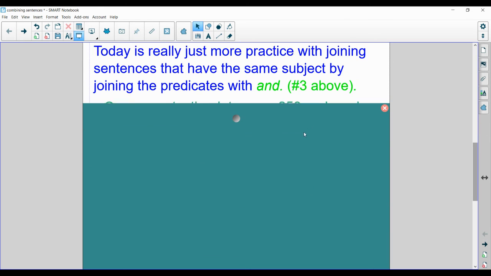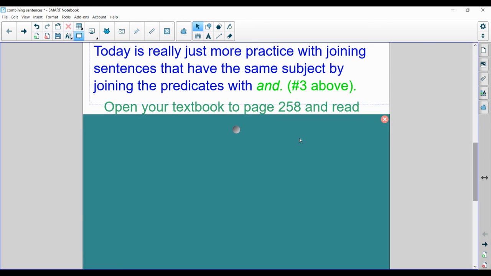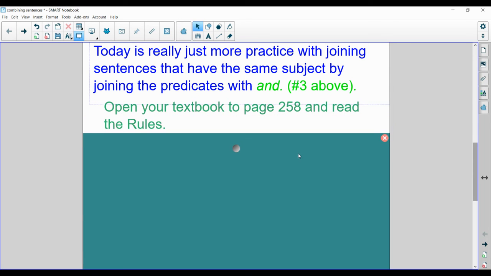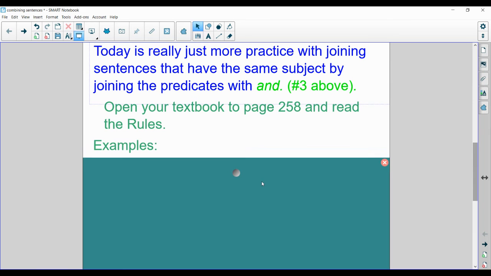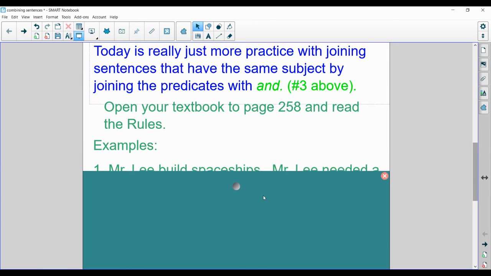Number three. What I want you to do is I want you to open your textbook to page 258 and read the rules and read the examples before we go on. So pause the video and take a look at that page for me, please. Hopefully you've paused and we're back. Here are the examples in the guided practice problems.